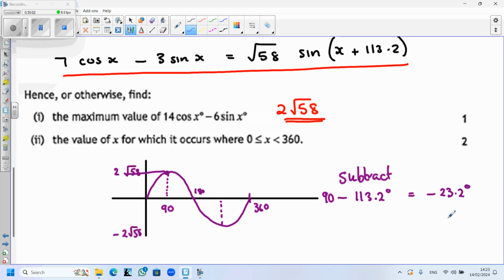23.2 degrees. Now I can't have a negative 23.2 degrees, so it's out of range. It's way over here. It's flipped over there. So what you do is to bring it back into 0 and 360, you add 360 onto that. And when you add 360 onto that, you get the x value is equal to 336.8 degrees. And in fact, the sine graph keeps going.